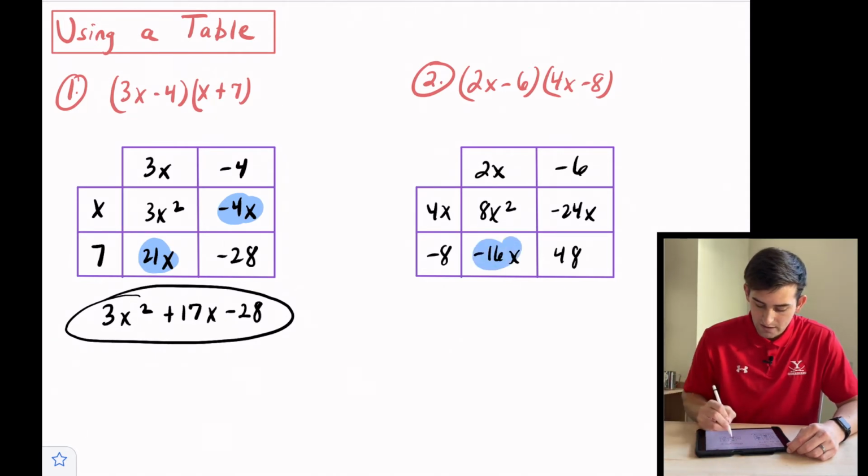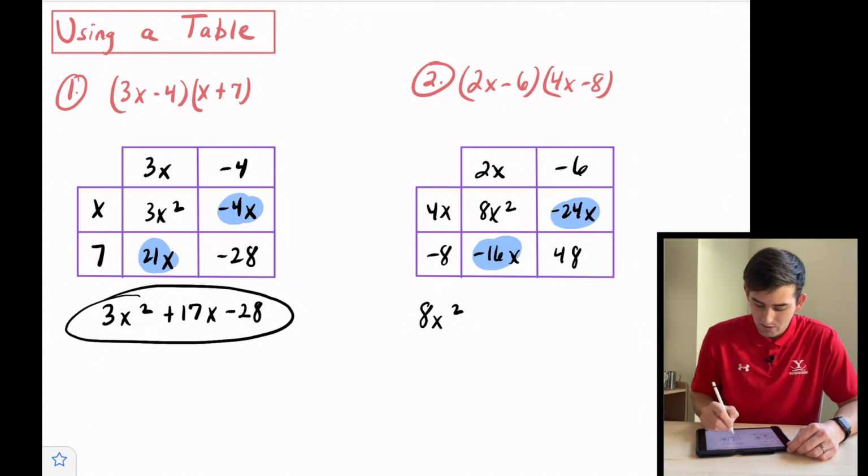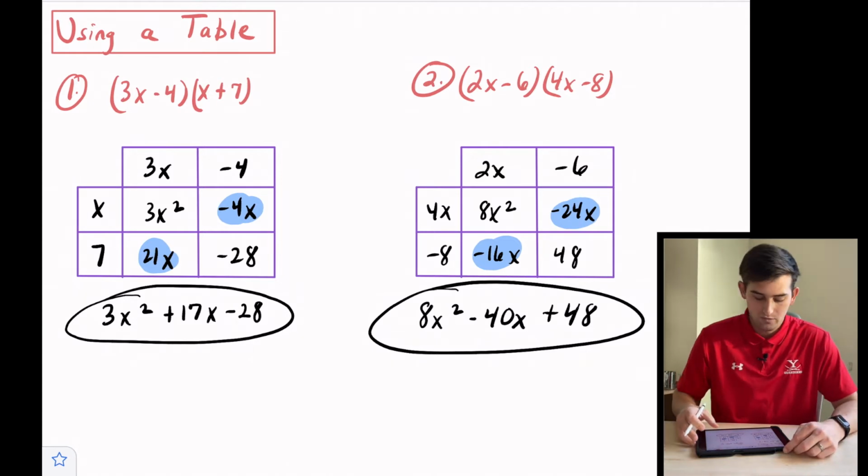So once again, we have like terms with our x variable. So let's write our terms now. So we have 8x squared. Negative 24x minus 16x is going to be negative 40x. And then we can end it with plus 48. Okay, so that's how you use a table to multiply binomials.